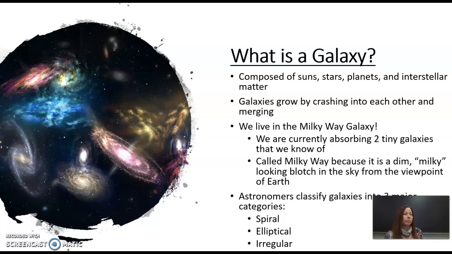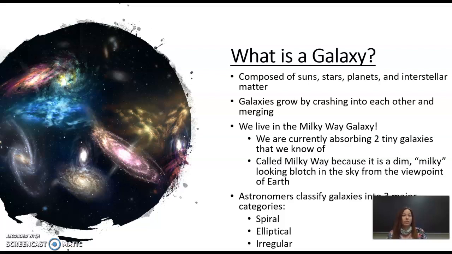We live in what's called the Milky Way galaxy. We are currently absorbing 2 tiny galaxies that we know of. By tiny, they're bigger than our solar system, but they're still tiny. We're called the Milky Way because it's a dim, milky-looking blotch in the sky from our viewpoint. If you've ever seen professional photography of the night sky, you can see there's one part of the sky that's just so much brighter than the rest, and that's part of our Milky Way.